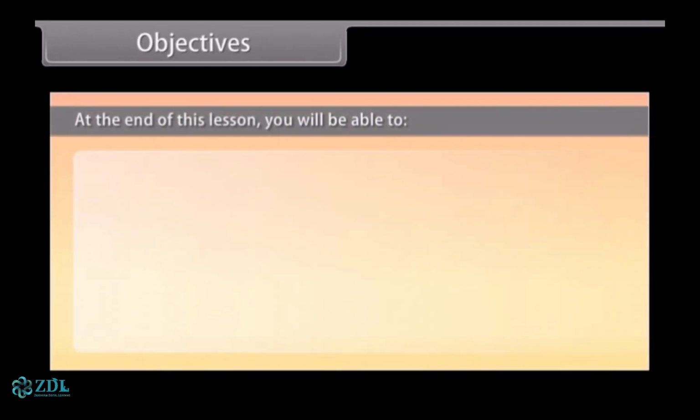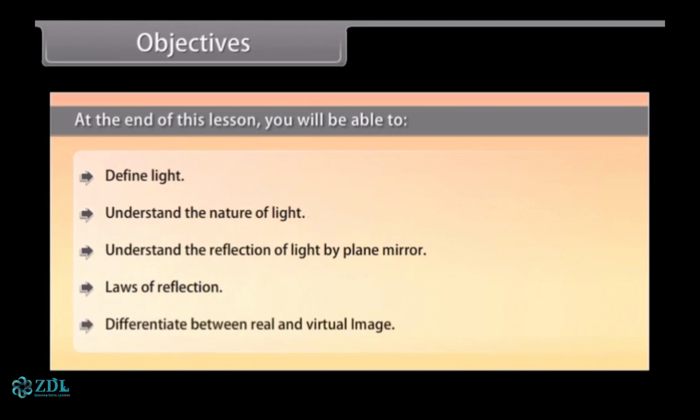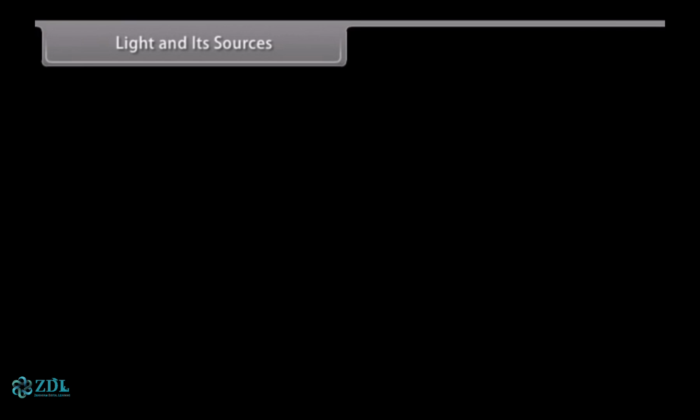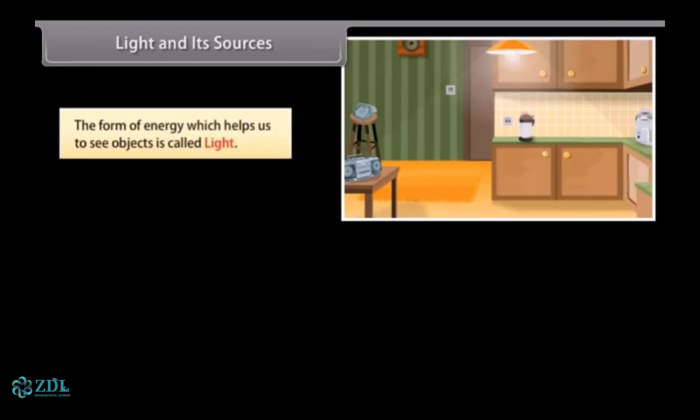Objectives. At the end of this lesson, you'll be able to define light, understand the nature of light, understand the reflection of light by a plane mirror, laws of reflection, differentiate between real and virtual image, light and its sources. The form of energy which helps us to see objects is called light.